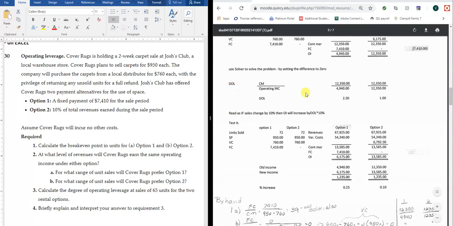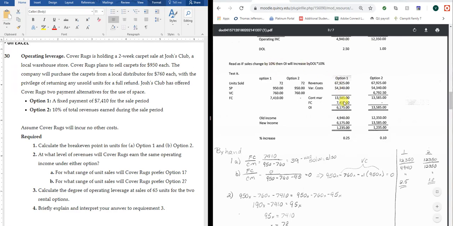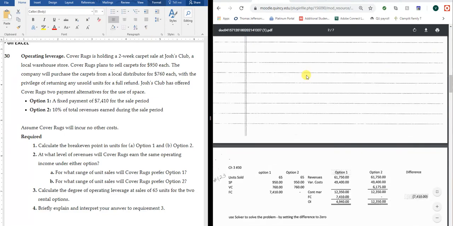Okay, already done that. This part here on your handout just basically proves, read, if sales increase by 10%, then operating income will increase by degree of operating leverage times 10%. So 2.5 times 10% is 25%, and 10% times 1 is 10%. So this just kind of is a check, does that actually work? So I just plugged in numbers to see if it did increase by 25% and 10%, and it does. So hopefully that helps you out.